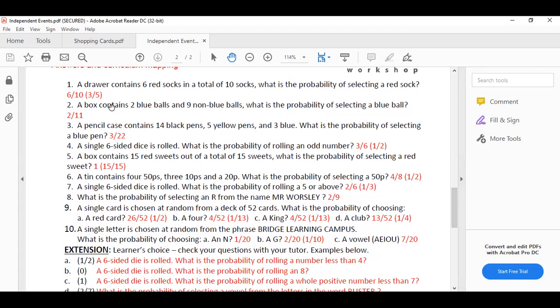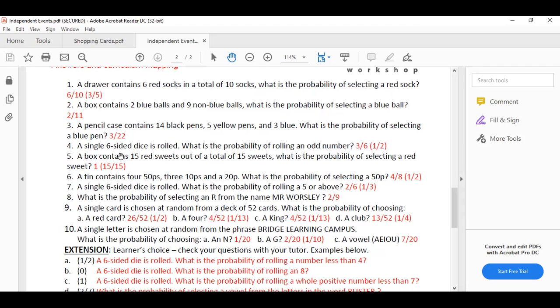A box contains 2 blue balls and 9 non-blue balls. What's the probability of selecting a blue ball? You've got 2 out of 11 chances. So 2 out of the total of 11. Number 3, a pencil case contains 14 black pens, 5 yellow pens, and 3 blue. What's the probability of selecting a blue pen? The answer is 3 over a total of 22.